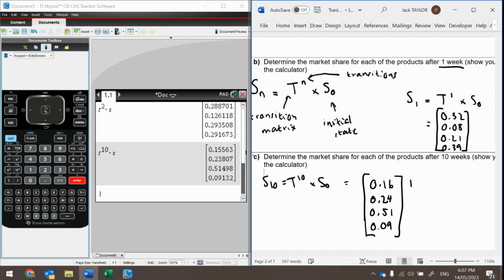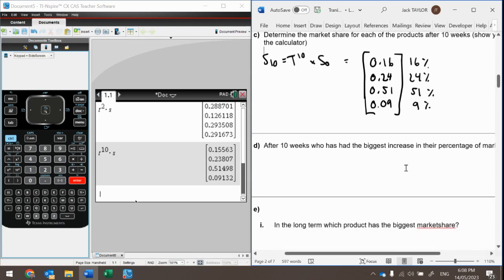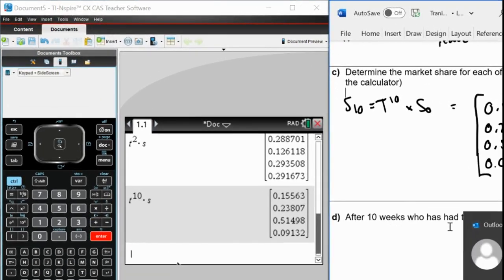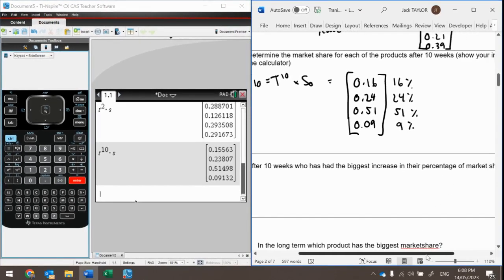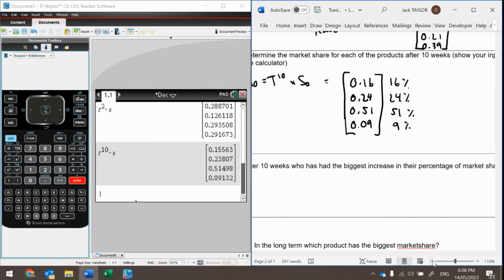So in this context, after 10 weeks, 16% of people are buying product A, 24% are buying product B, 51% product C, and 9% product D. So there's been a bit of a shift in which ones are the most popular. Part D says after 10 weeks, who had the biggest increase in their percentage of market share?